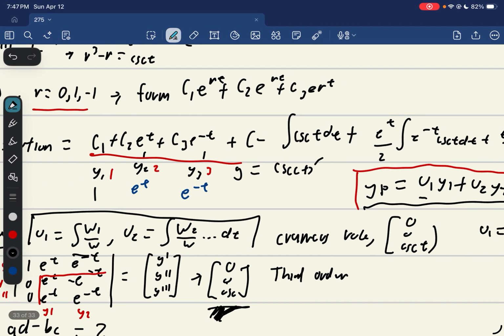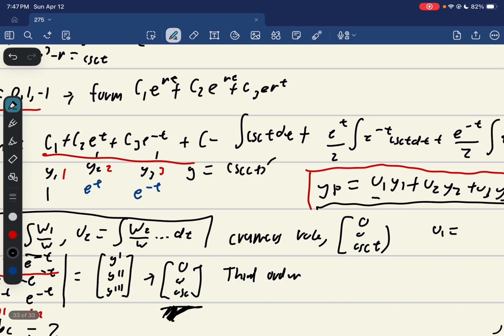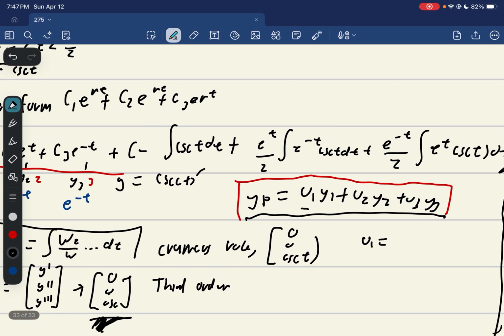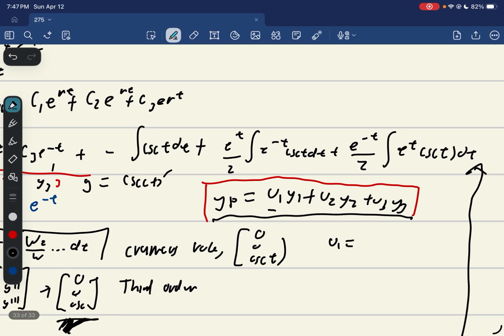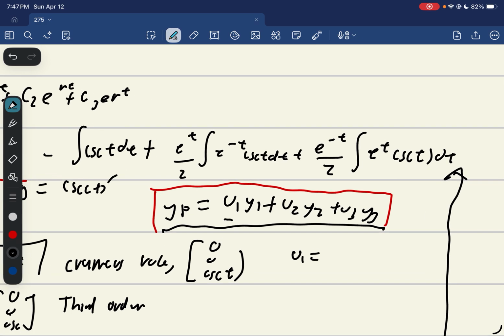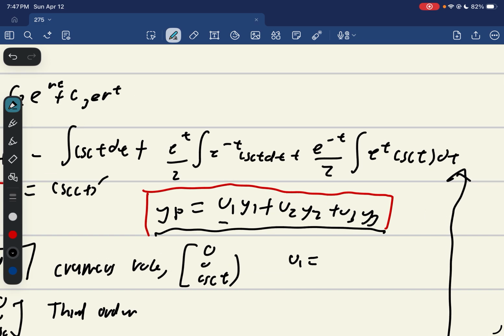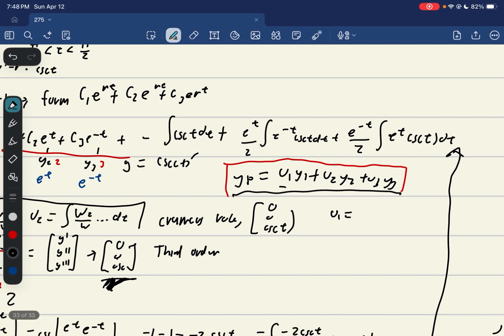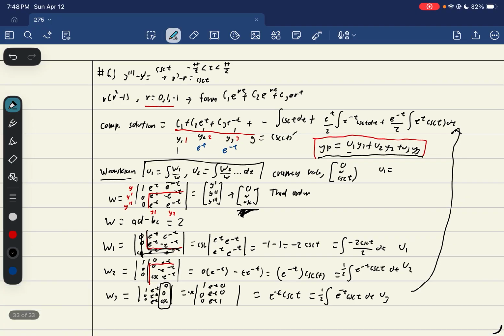C1 plus C2 e to the t plus C3 e to the negative t, minus the integral of cosecant t dt, plus e to the t over 2 times the integral of e to the negative t cosecant t dt, plus e to the negative t over 2 times the integral of e to the t cosecant t dt. That is my work for problem number 6.